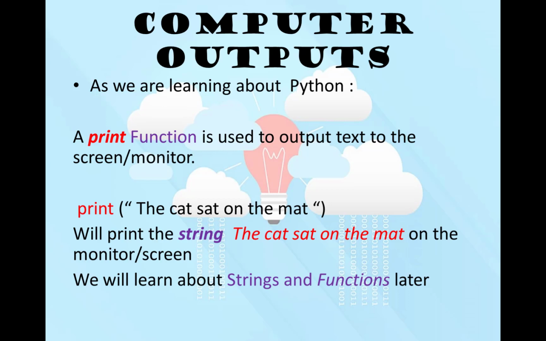As we're learning about Python, a print function is used to output text to the screen and monitor. So there's the keyword print. It's a function because it's got parentheses on both sides, so open and close parentheses, and the bit in the middle, the cat sat on the mat, is printed out to the screen. So we always use a print function to output to the screen. We'll learn about strings, which is what the cat sat on the mat is, and functions later on.